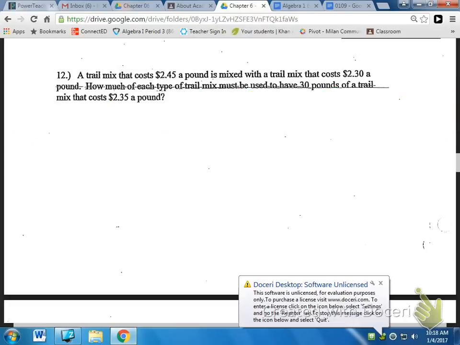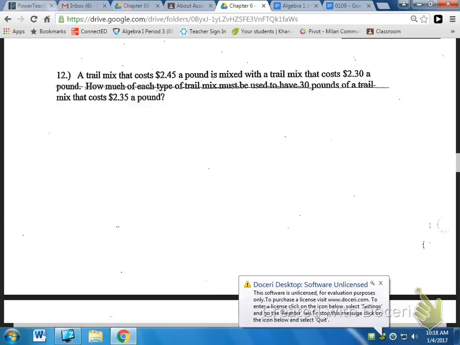That problem. All right, we're skipping ahead to number 12. A trail mix that costs $2.45 a pound is mixed with a trail mix that costs $2.30 a pound. How much of each type of trail mix must be used to have 30 pounds of trail mix that costs $2.35 a pound? So here's what I'm going to do.